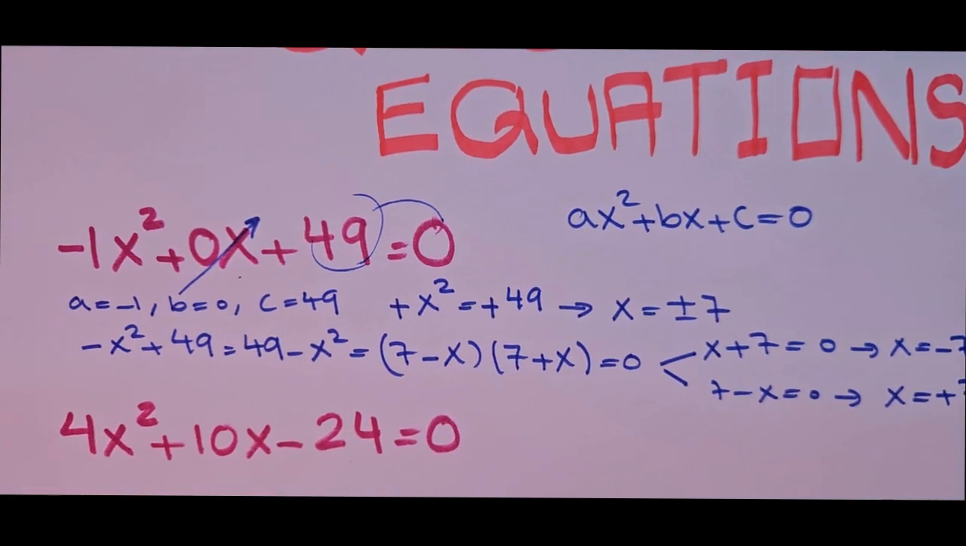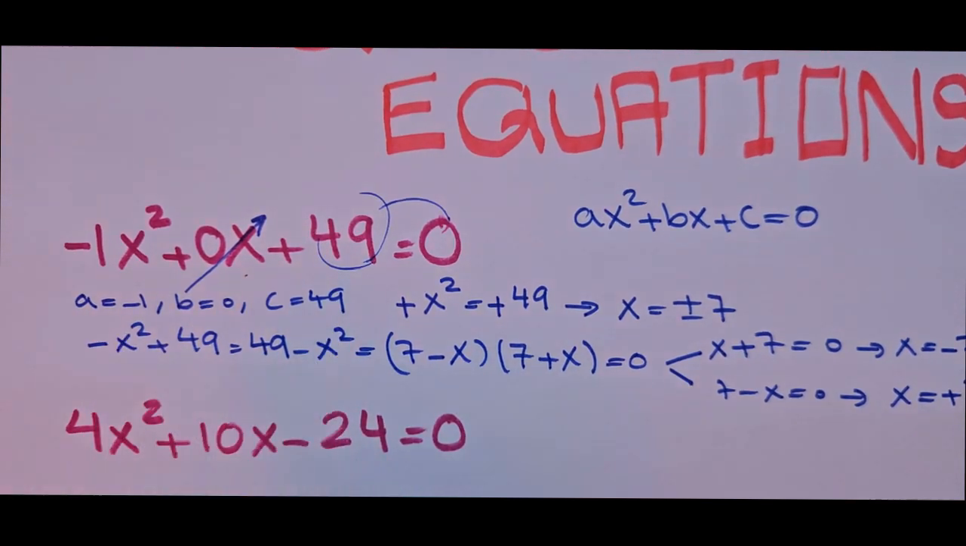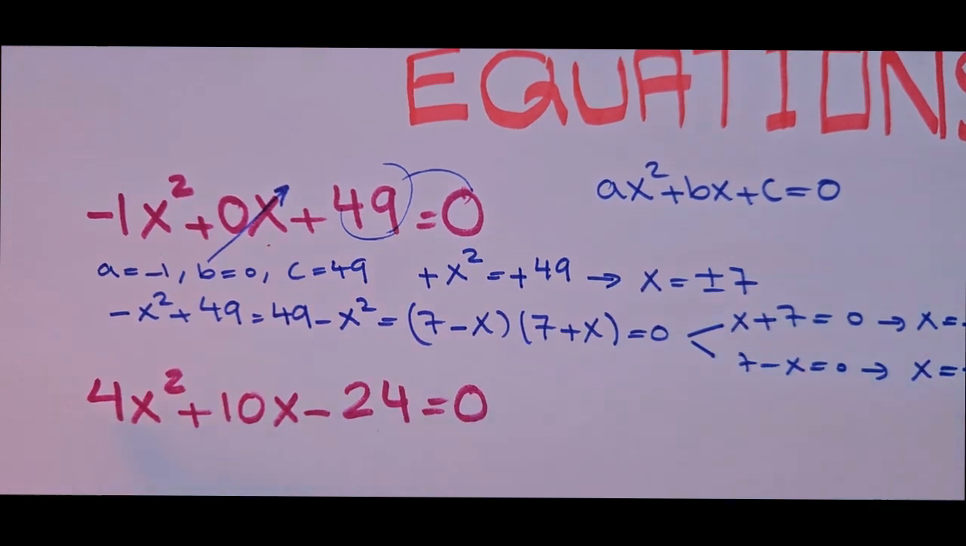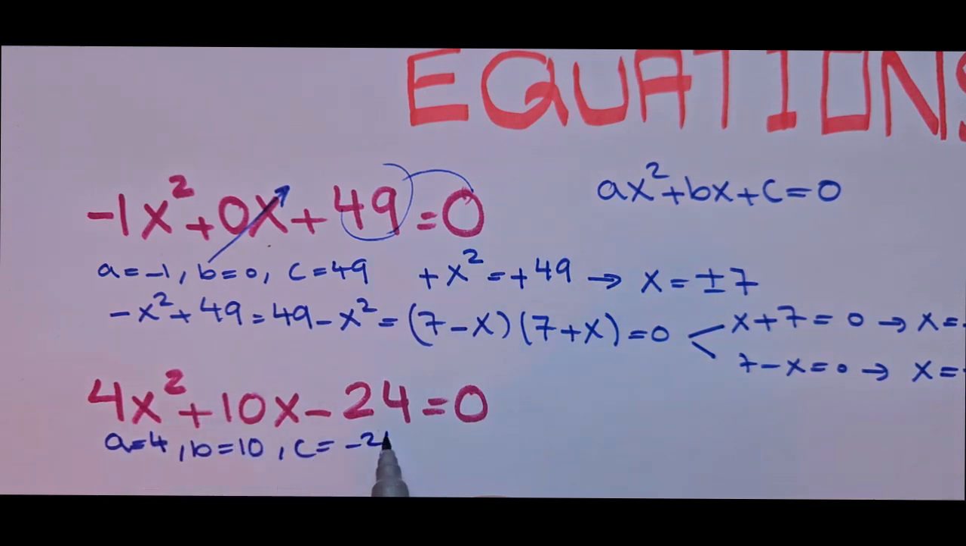Let's say you have the coefficients lined up here. You can use the quadratic formula. The second one here, I have 4x squared plus 10x minus 24. So I line up the coefficients: a is 4, b is 10, c is -24.